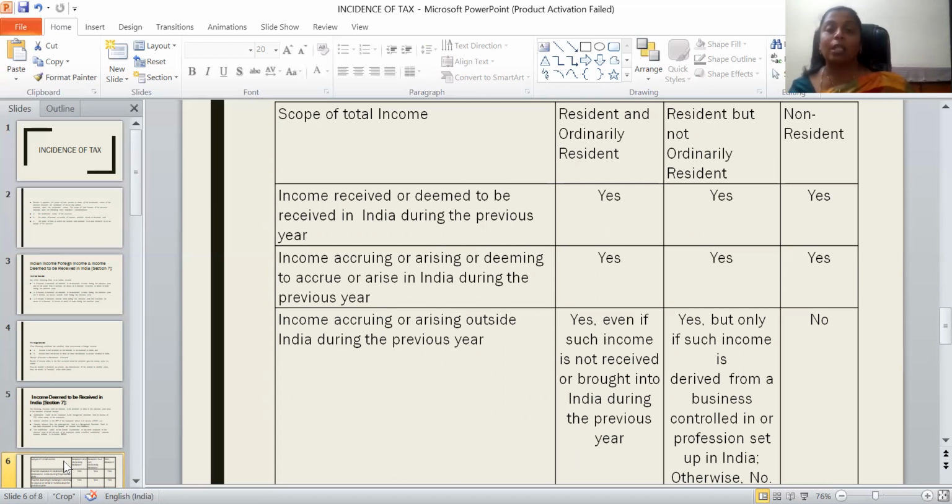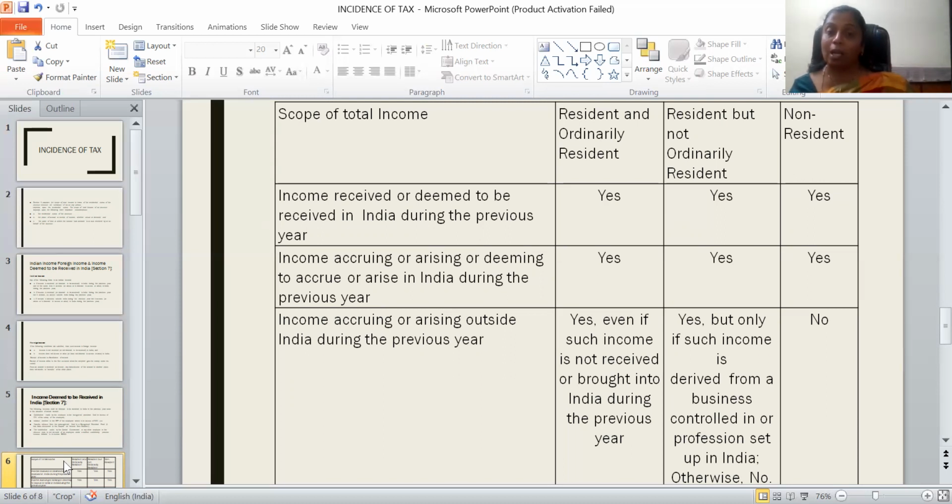Residential status can be classified into three groups: resident and ordinary resident, resident but not ordinary resident, and non-resident. Income received or deemed to be received in India during the previous year will be taxable irrespective of your residential status in India. Whether you're ordinary resident, not ordinary resident, or non-resident, if your income is received in India, it is taxable for all three residential statuses.